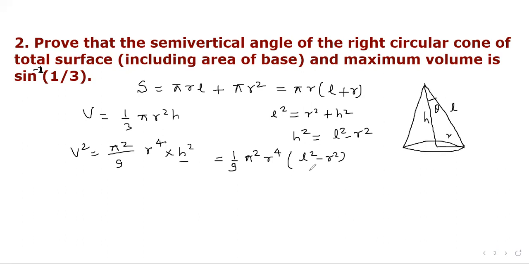So we can replace the value of L square from here. So it will become 1 by 9 pi square times R power 4. In place of L square, we can write S upon pi R minus R, whole square, minus R square.